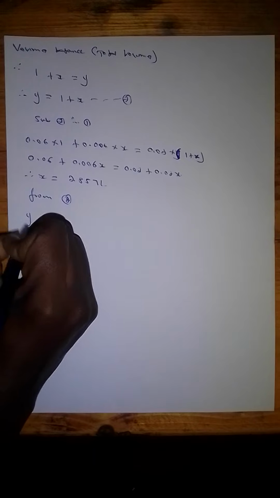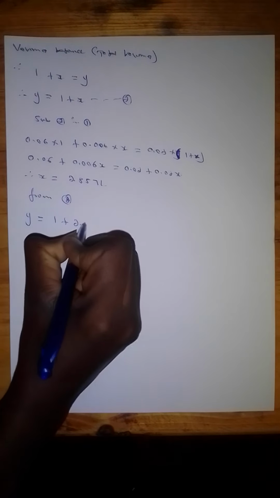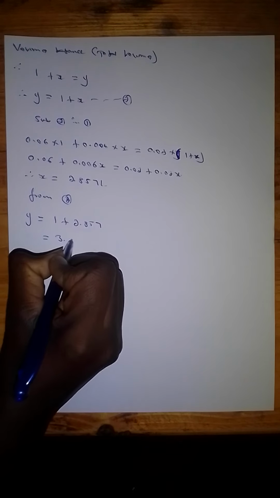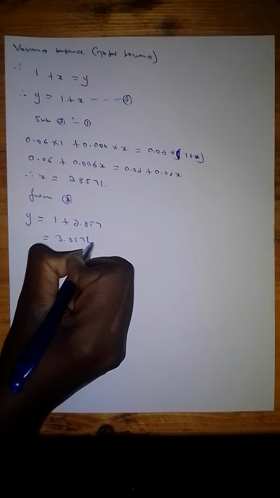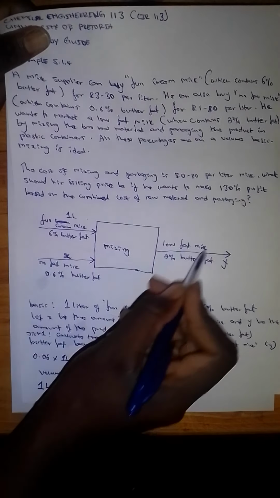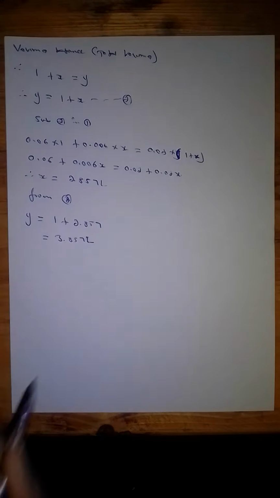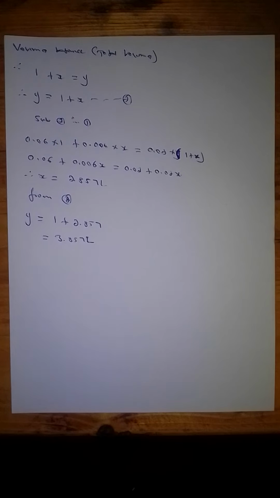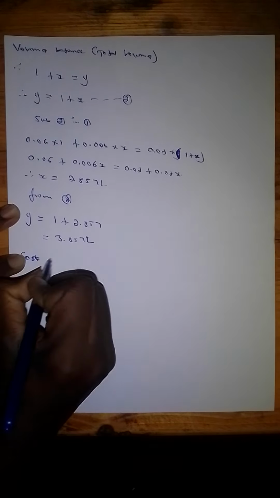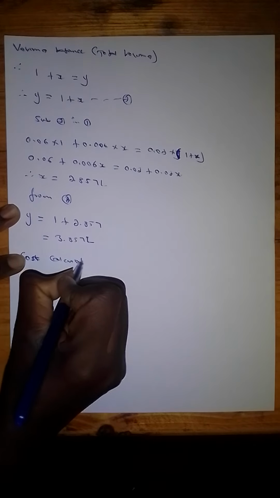And if we know this volume, then from this equation, y equals 1 plus 2.857, which equals 3.857 liters. So we now know that this is 2.857 liters and this is 3.857 liters. And that is basically the chemical engineering part of it. Now we're going on to step 2, where we're going to calculate the cost. Now that we have the chemical engineering information, we can easily go to the cost calculation.